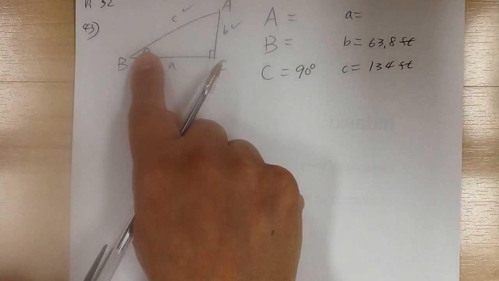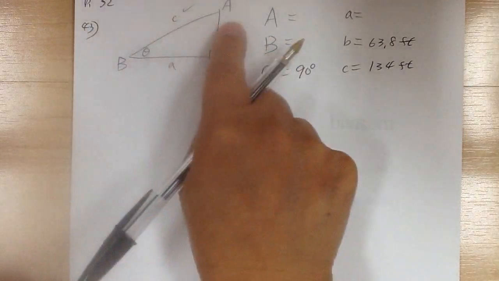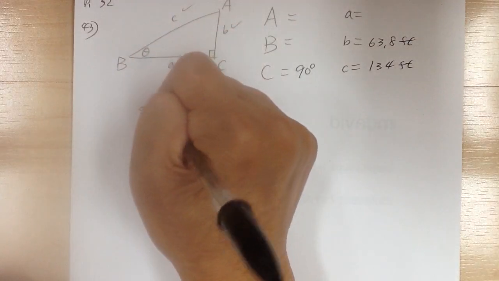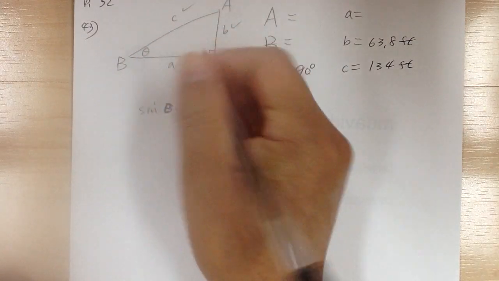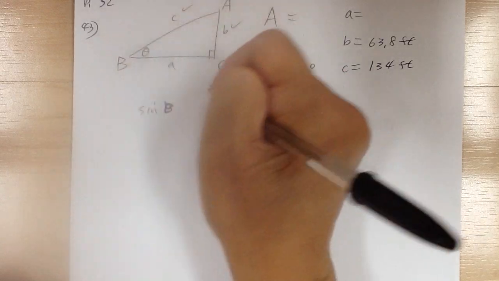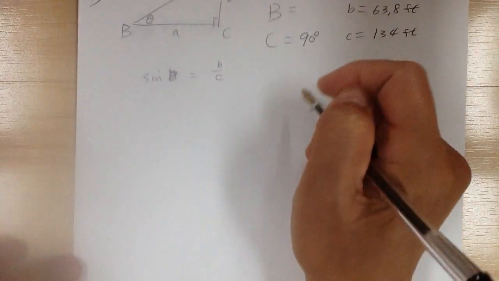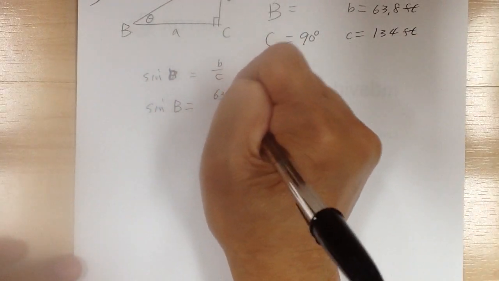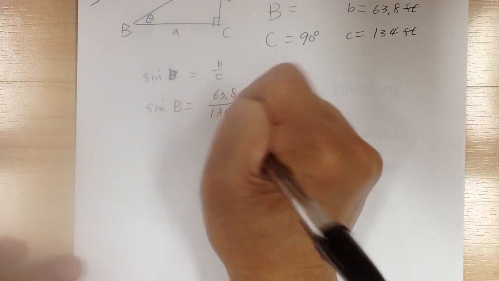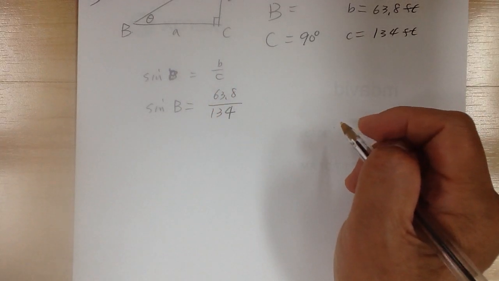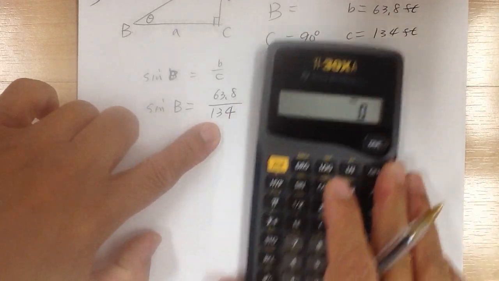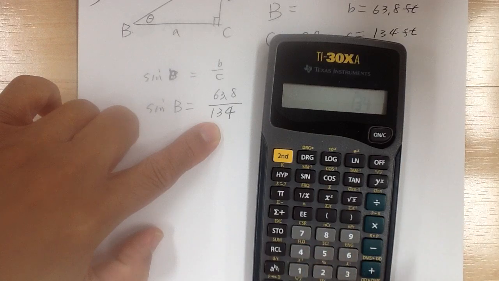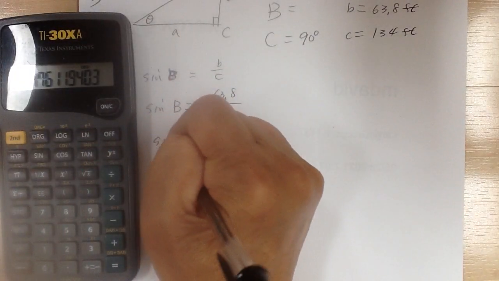So right away we can find this angle first. The relationship between these two is a sine function, so you're going to get sine theta, or sine B. In this case I'm going to use B, doesn't matter. So sine of B equal to b over c, so sine B equals 63.8 over 134. I'm going to divide this first: 63.8 divided by 134, push equal.